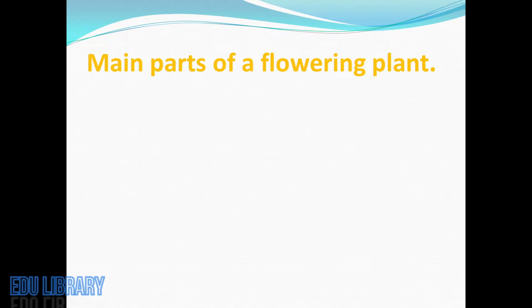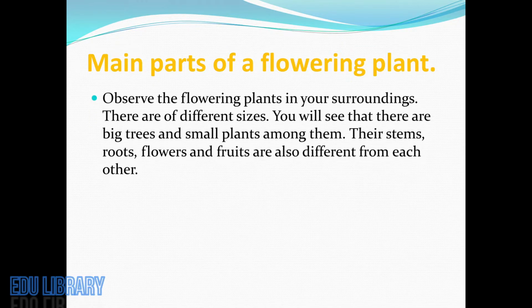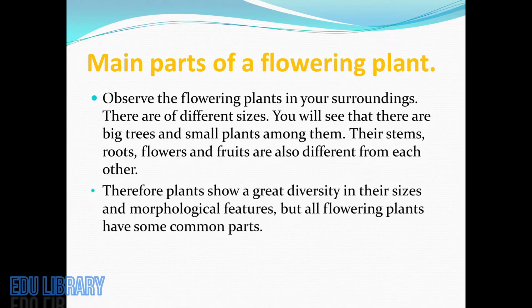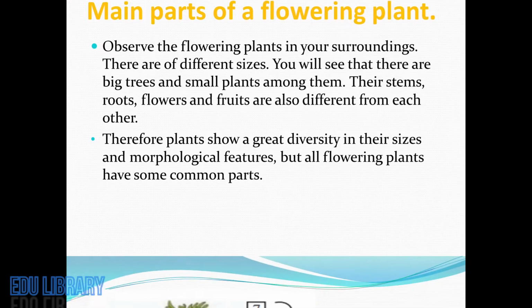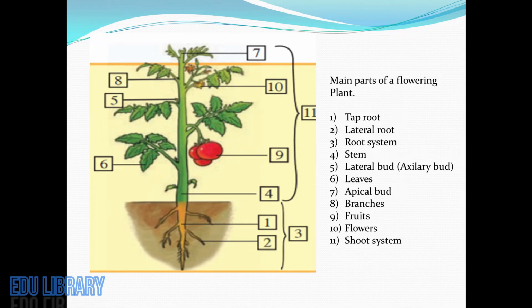Main parts of a flowering plant. Observe the flowering plants in your surroundings. They are of different sizes. You will see that there are big trees and small plants among them. Their stems, roots, flowers and fruits are also different from each other. Therefore, plants show great diversity in their sizes and morphological features. But all flowering plants have some common parts. Let's see what those common parts are.